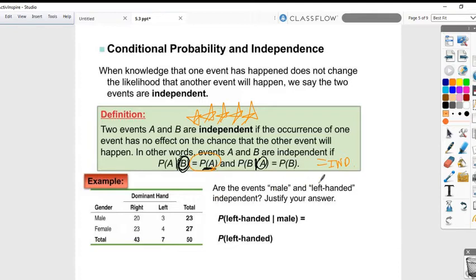Okay, so here's an example. Are the events male and left-handed independent? I picked one of them. I'll do it both ways. It doesn't matter which one you do. I'll do it the other way in a minute. So I'm going to do left-handed. The probability of being left-handed is 7 out of 50. Now I'm going to do left-handed again, given the other thing, the male. So given males, I'm only looking at males now, because that's what I'm given. There are 3 out of 23 left-handed.